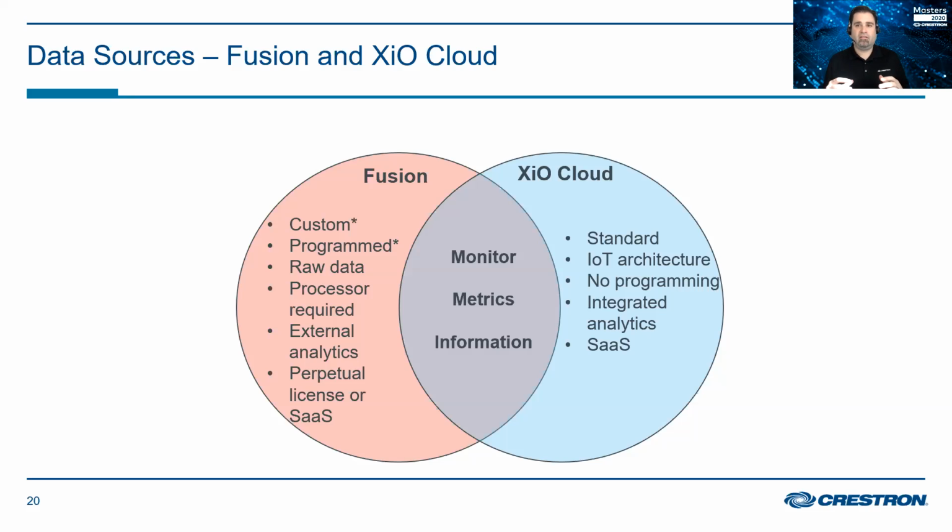So it's not going to give you so much raw data. Our goal there is to give you a finished product. And it is available as a software as a service only. Xio Cloud by definition is cloud-based. Where they overlap is the monitoring metrics and information, okay? They can both tell you live status of things. They can both provide some metrics and reporting, and they can both provide some information that's actionable and usable, whether real time or historical.